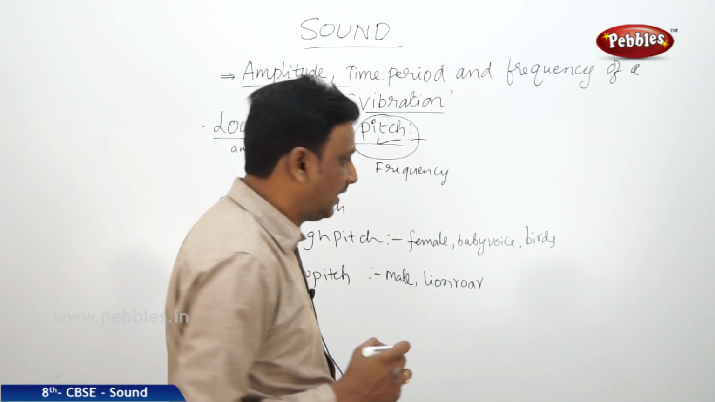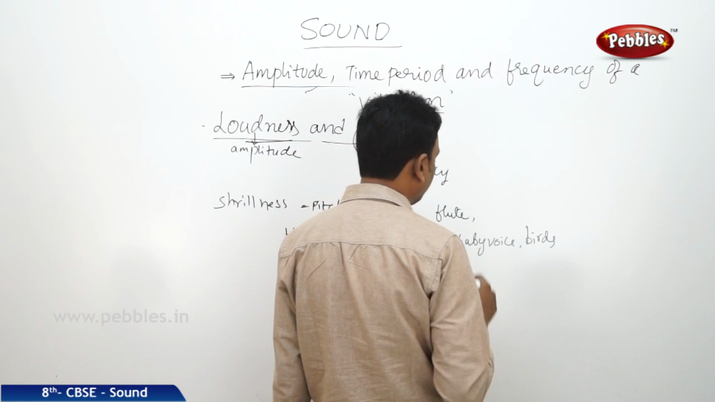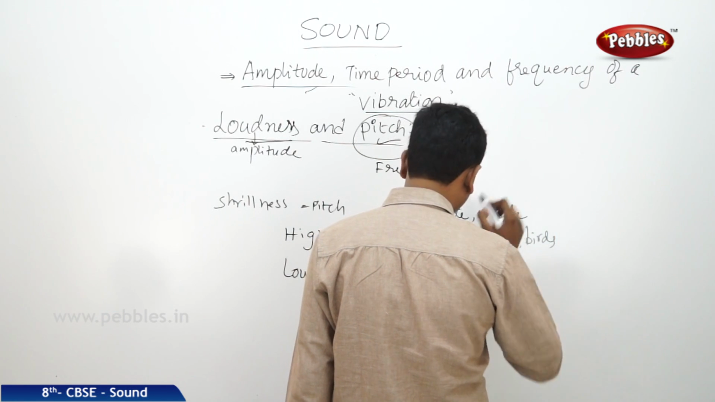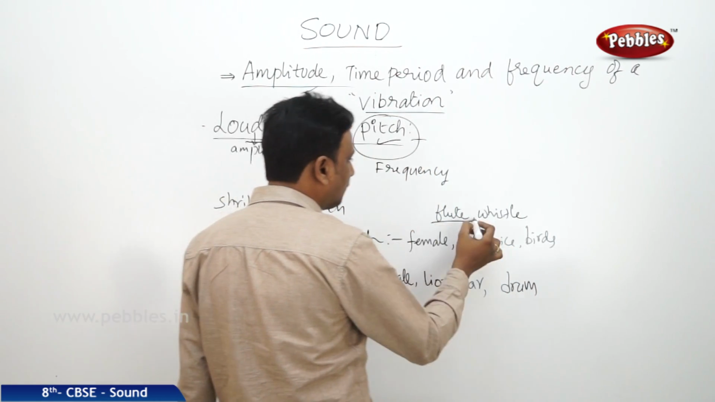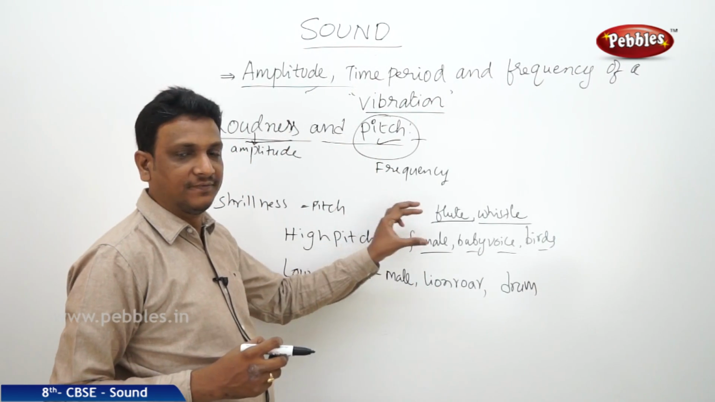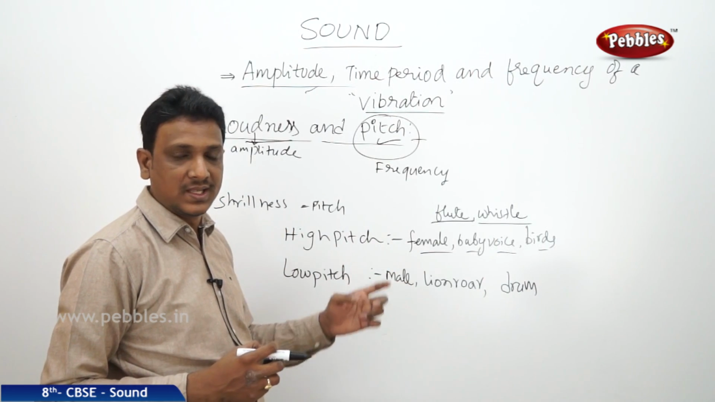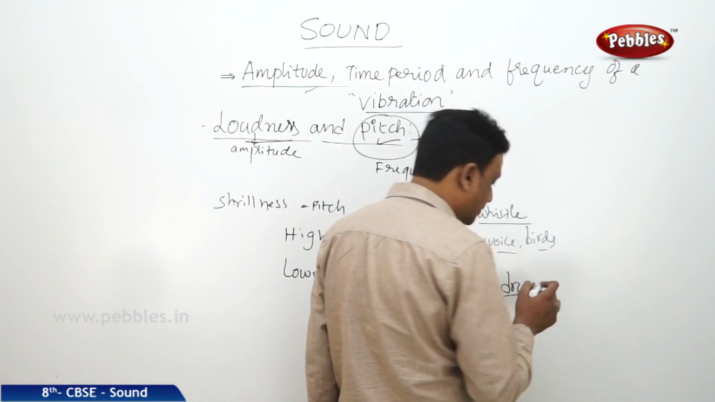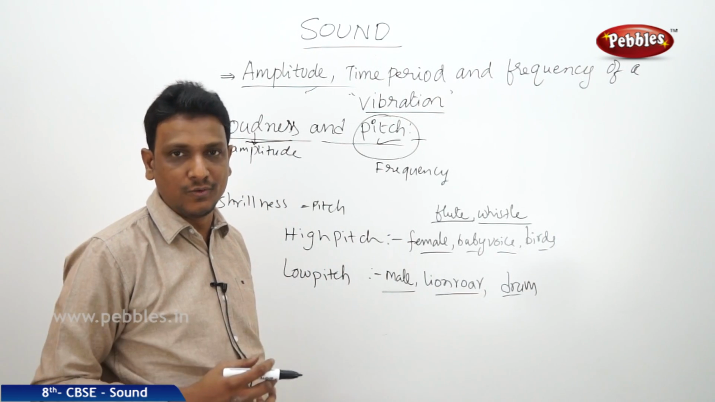Lion roar. If you see in musical instruments, a low pitch flute is a low pitch sound, and a drum is a low pitch sound. A high pitch flute and whistle, female voice, baby voice, birds, these are all high pitch sounds. For a whistle, the number of oscillations per second is more, the frequency is more, so the pitch is more. Whereas the low pitch ones, male voice, lion roar, drum, they have a bass. Drums give a bass sound. That means the pitch is very low.